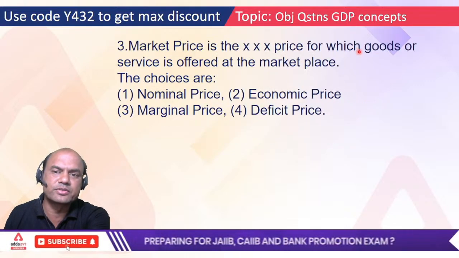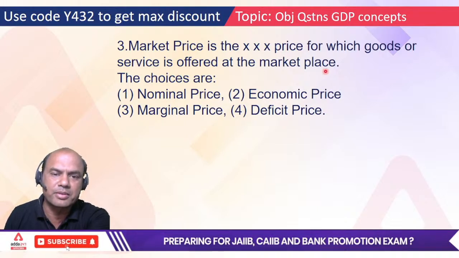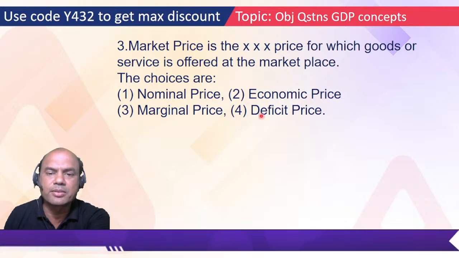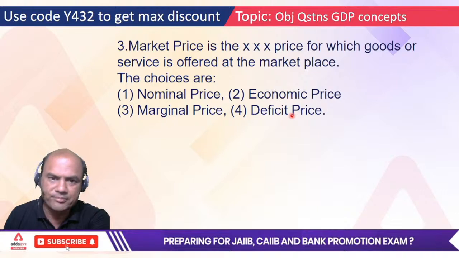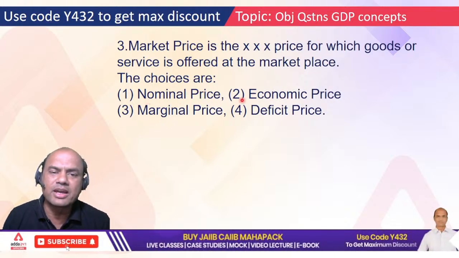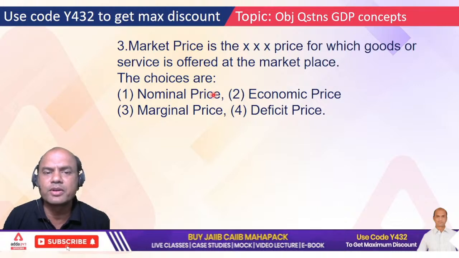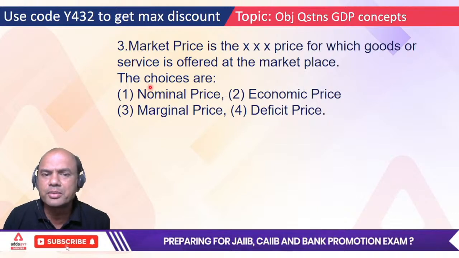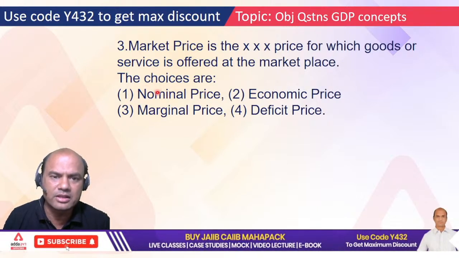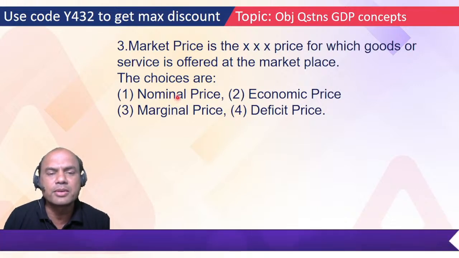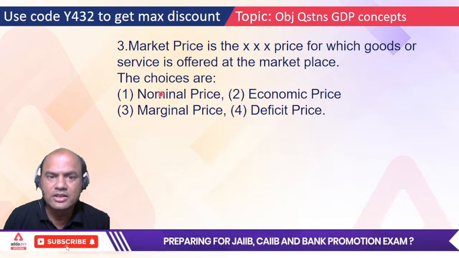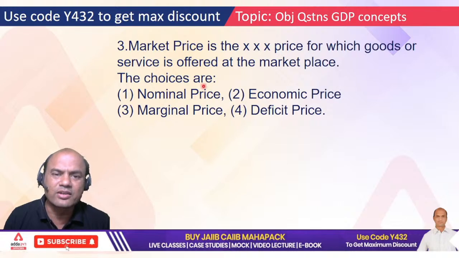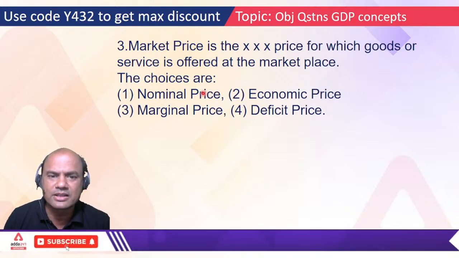Market price is the dash price for which goods or services are offered in the market. So market price is what? Nominal price, economic price, marginal price or deficit price. Okay, tell me one thing. Nominal price means basically what we give for those goods. What do you mean by the word nominal? There are 2 types of words, real and nominal, right? Nominal means without comparing it with the base price, and real means comparing with the base price. So this term is generally used in GDP and inflation. There is nothing called a nominal price as such in everyday economics.